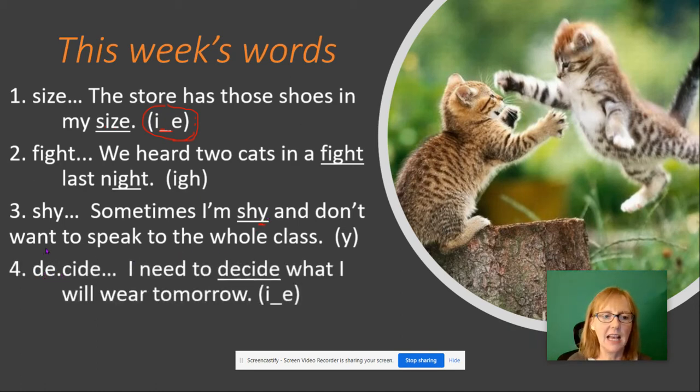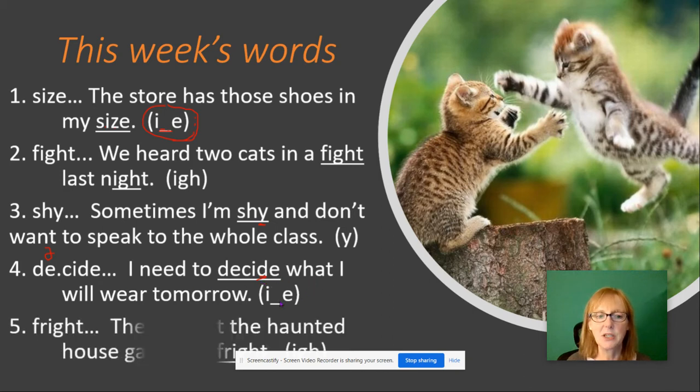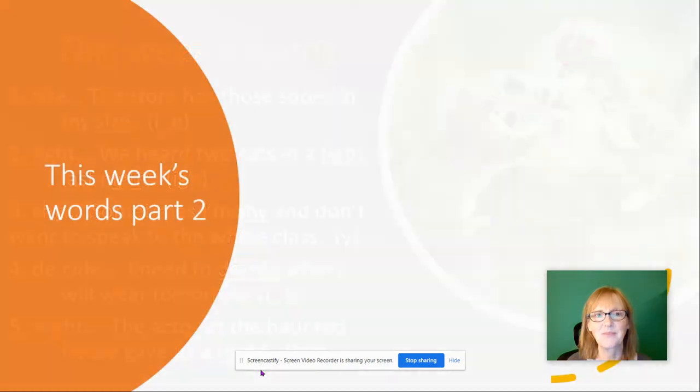Decide. This is a schwa in our first syllable. Decide. Here is our long I, consonant D, and silent E. I need to decide what to wear tomorrow. Fright. The actor at the haunted house gave us a fright. We're using the IGH to make the long I sound there again.